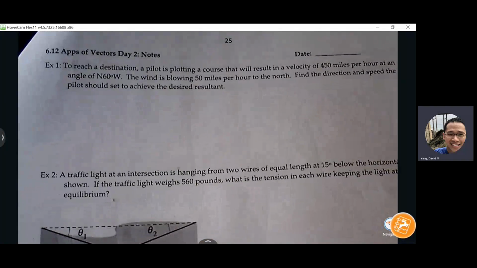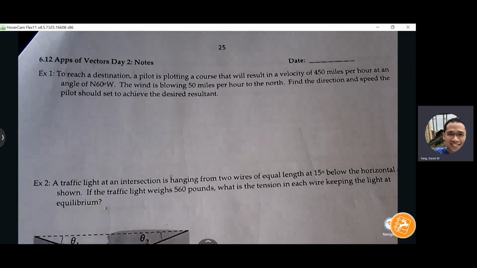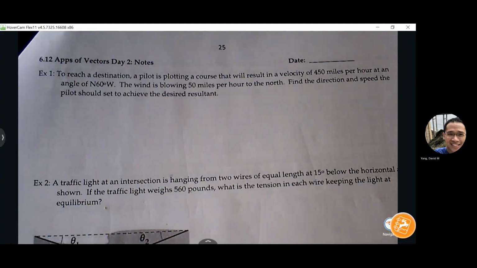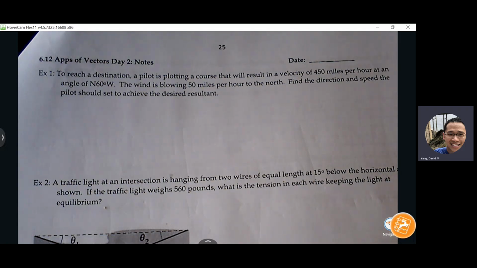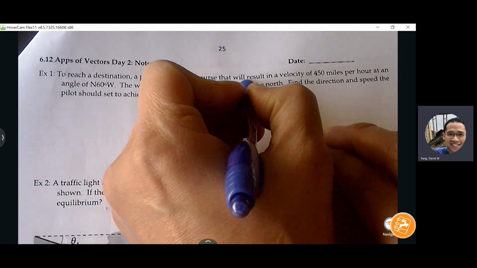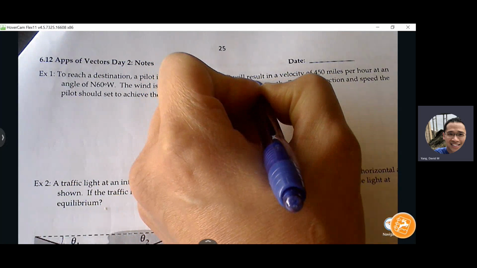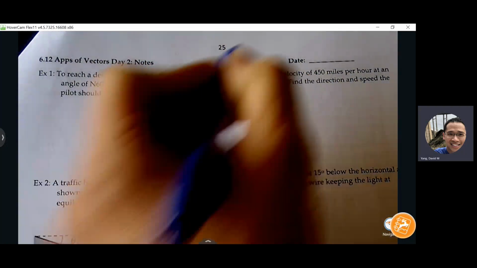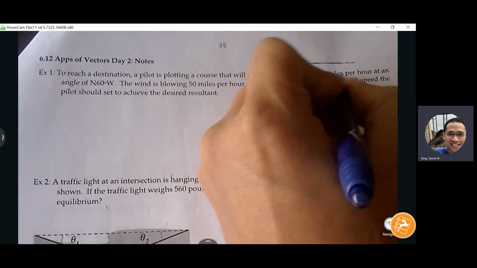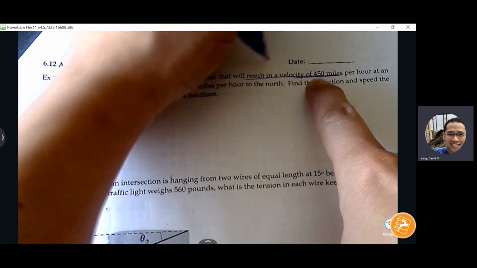Okay, so let's go over example 1 on page 25. It says, to reach a destination, a pilot is plotting a course that will result in a velocity of 450 miles per hour at an angle of north 60 degrees west. So this is what's different here. The pilot is not focused on where the plane is pointed. It's focused on the resulting vector. So what's given to you is the resulting vector.